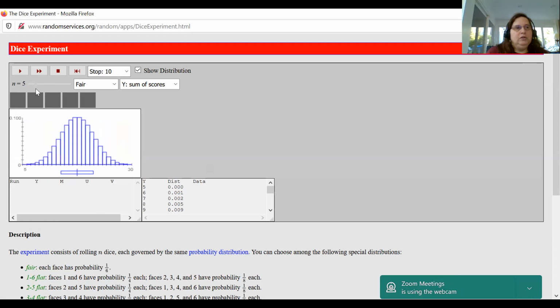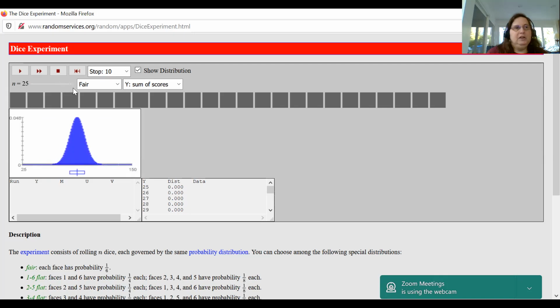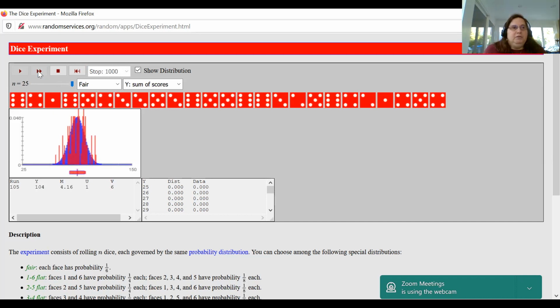Now let's roll 5 dice. Look how much more normal it looks. More normal, more narrow. And as we continue on, you can see that it continues to get more normal and more narrow. And if I actually roll the dice, and I will do this in a moment to show you that this is what happens when you roll 25 dice at a time, you will see that the distribution becomes more and more normal as we go on, more and more narrow.